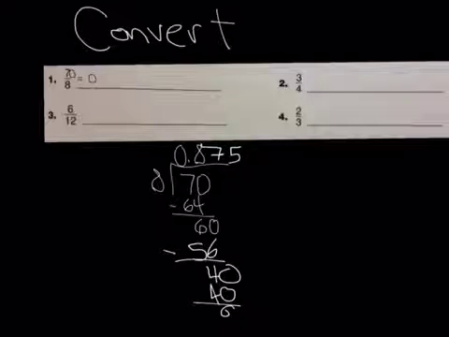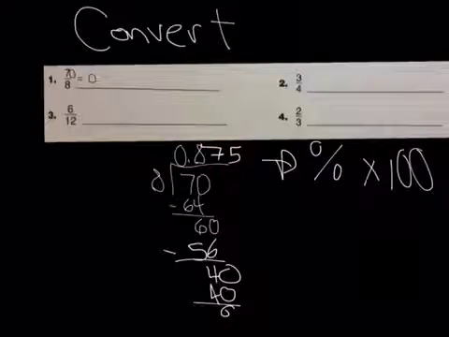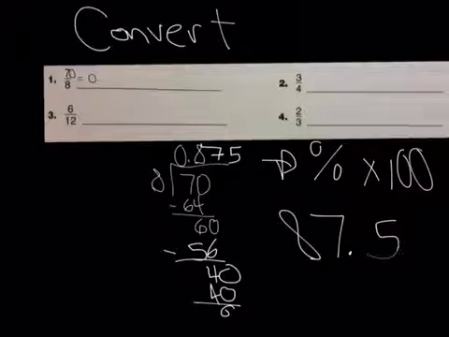And to turn that into a percent, we just multiply by 100, which moves the decimal 2 places, from here to here to here. It moves it 2 numbers to the right, makes it bigger by 2 place values. And our percent would be 87.5. I hope that makes sense. Go ahead now and work on number 2, 3, and 4.